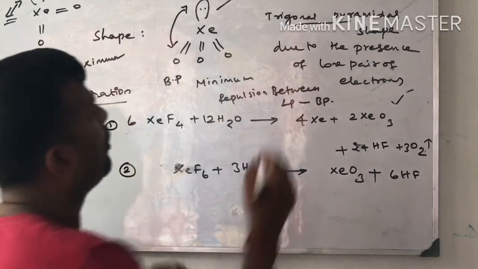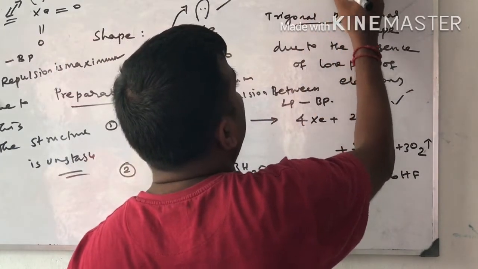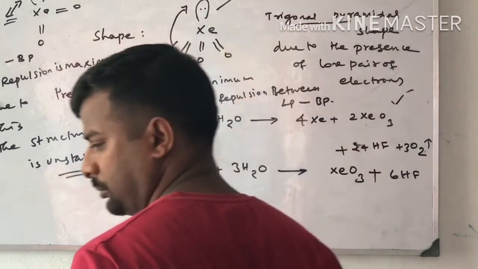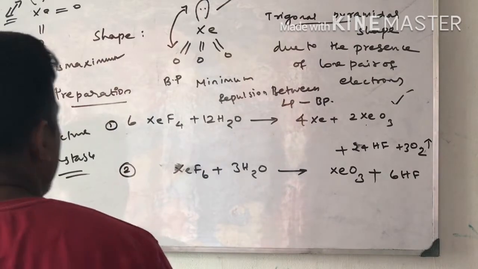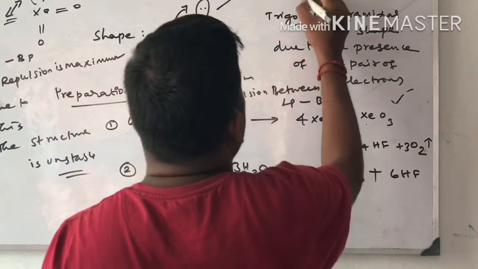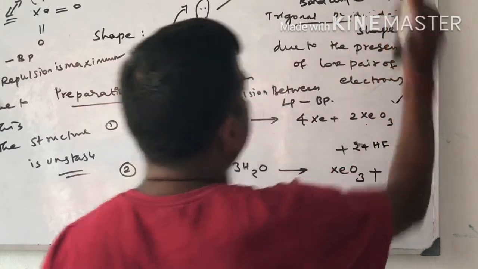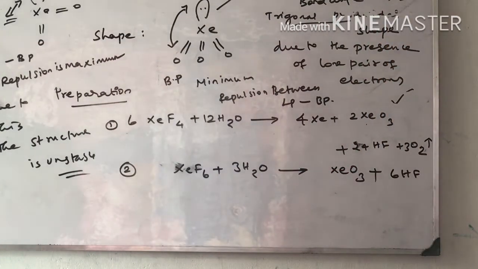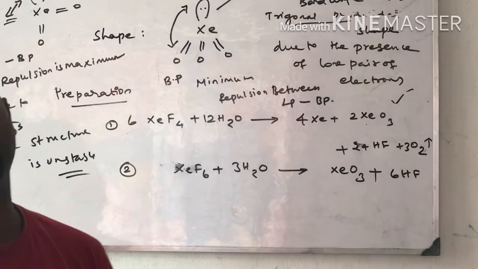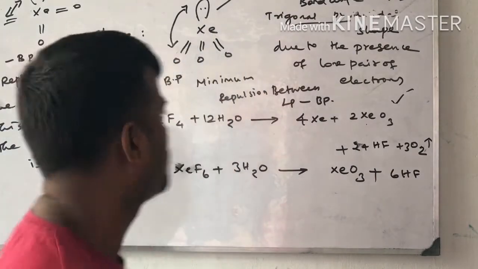Next one is the bond angle. Its bond angle is 103 degrees. Now I am going to explain the hybridization with the help of VSEPR theory.